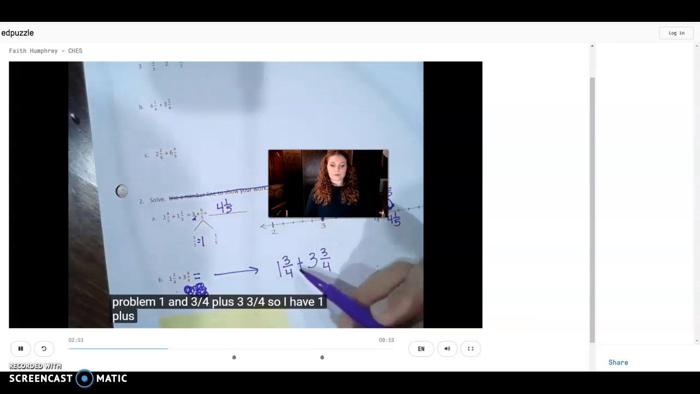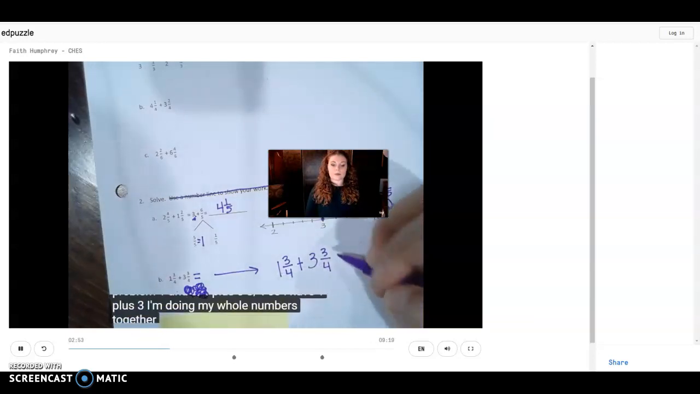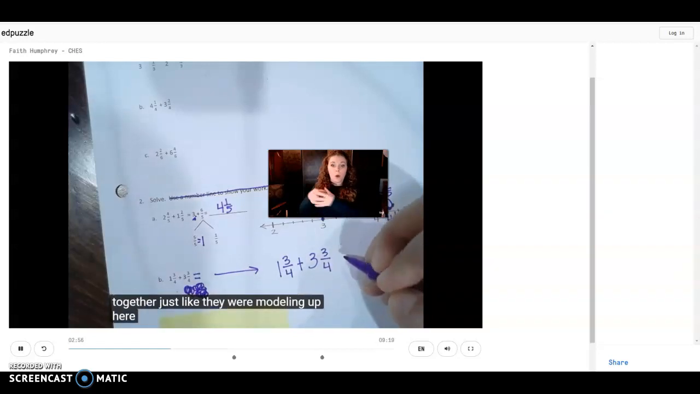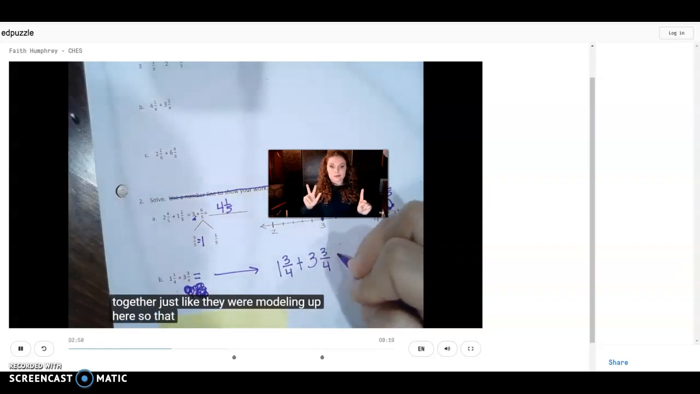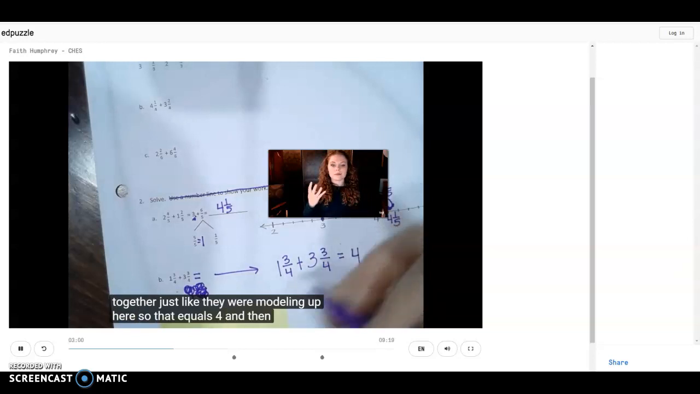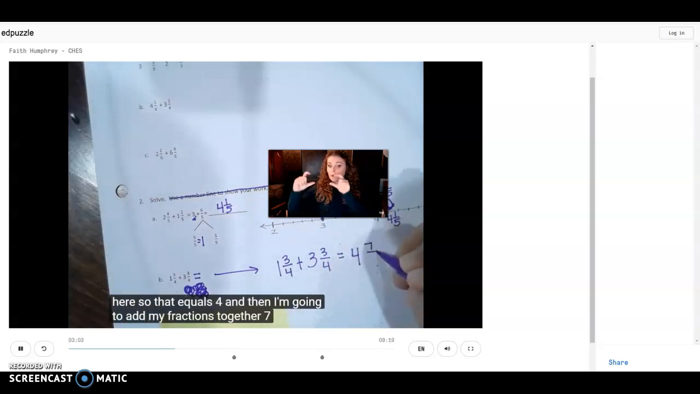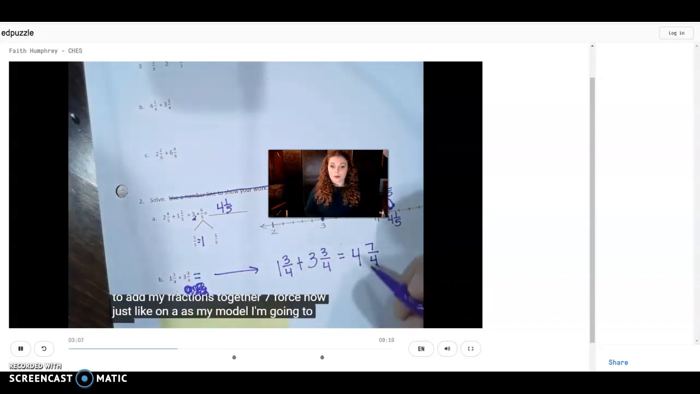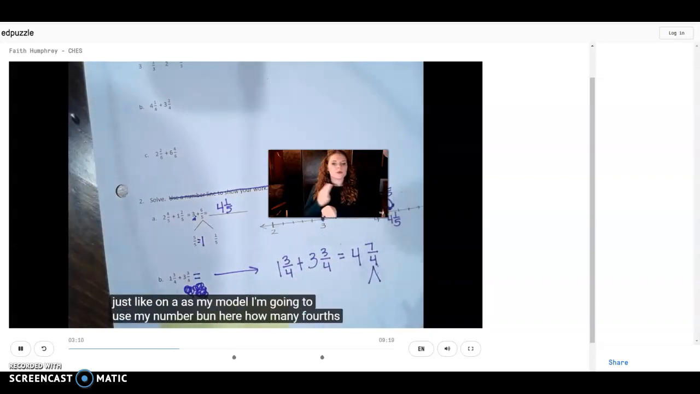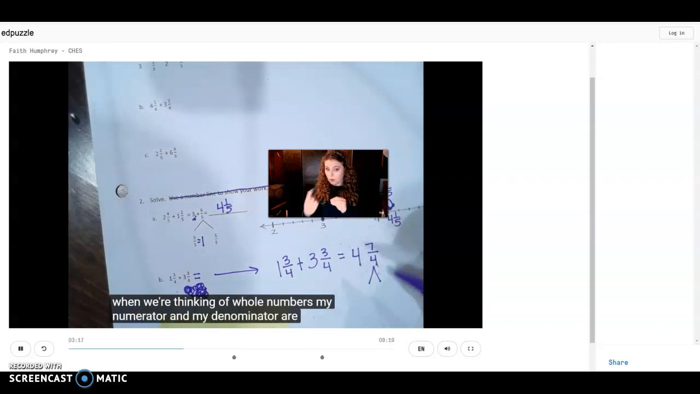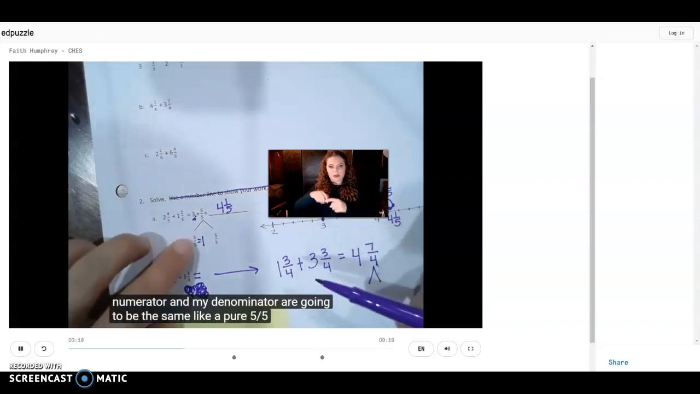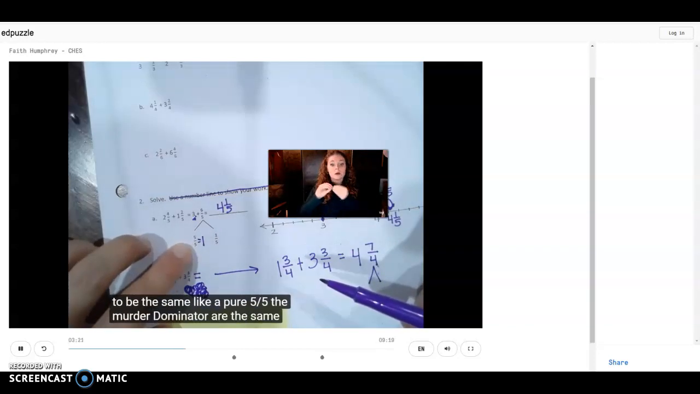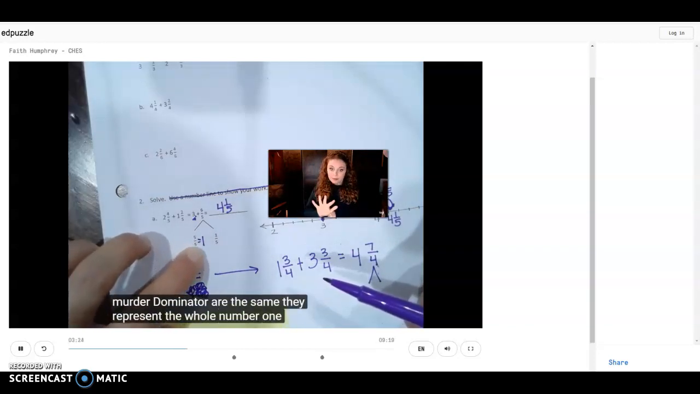So I have 1 plus 3. I'm doing my whole numbers together, just like they were modeling up here. So that equals 4. And then I'm going to add my fractions together, 7/4. Now, just like on A as my model, I'm going to use my number bond here. How many fourths are in the whole number 1? Remember, when we're thinking of whole numbers, my numerator and my denominator are going to be the same. Like up here, 5/5, numerator and denominator are the same. They represent the whole number 1.